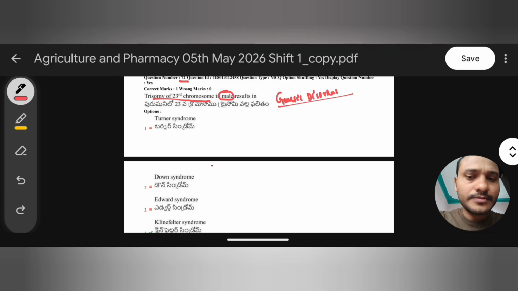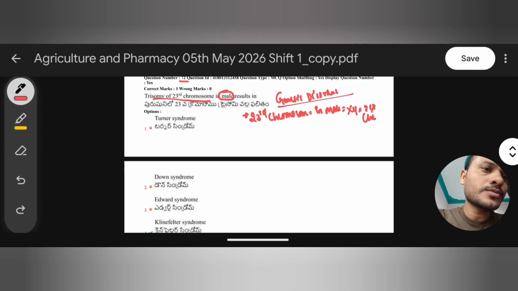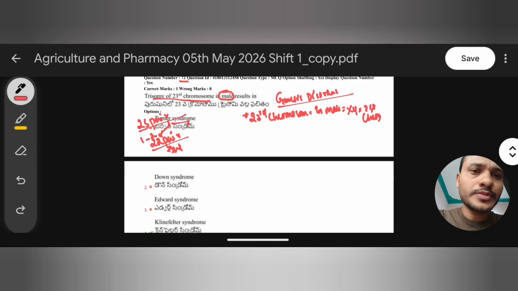So let's analyze. Do you know, in human, male or female, the 23rd chromosome in male, that is XY, is a sex chromosome. Remember, we have 23 pairs of chromosomes. Among the 23 pairs, 22 pairs are autosomes. Remember, from 1 to 22 pair, always autosomes. But the 23rd pair of chromosomes is allosome. Allosome means sex chromosomes. Only the 23rd pair is allosome or sex chromosome.